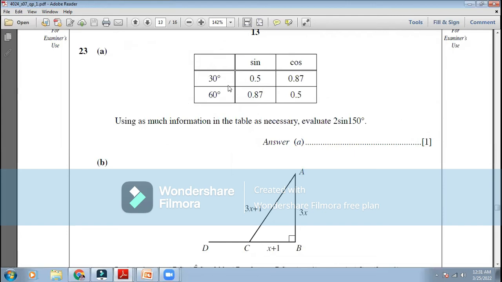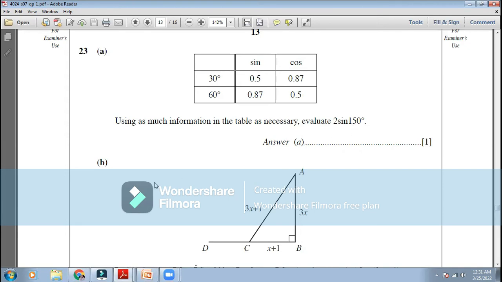Here a table is given, which means sine of 30 is 0.5, cos of 30 is 0.87, sine of 60 is 0.87, cos of 60 is 0.5. Using as much information in the table as necessary, evaluate 2 sine 150.